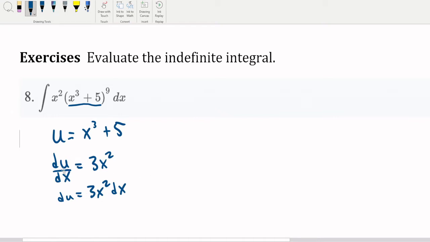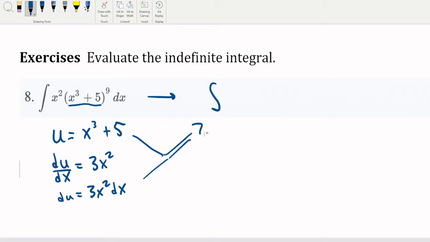So what we end up with is u is this, du is this. That's the whole point. Remember, I want to turn this into an integral with just u's, simplified. So let's do a substitution now. Let's take this information, go up here, and substitute. What do we got? We got this x cubed plus 5. That's just u.